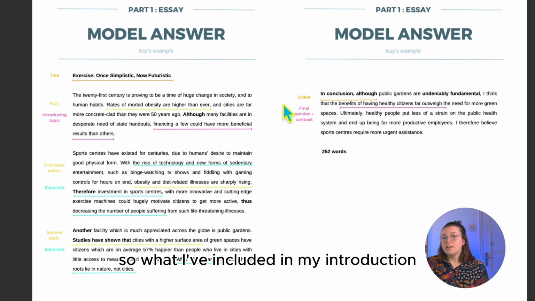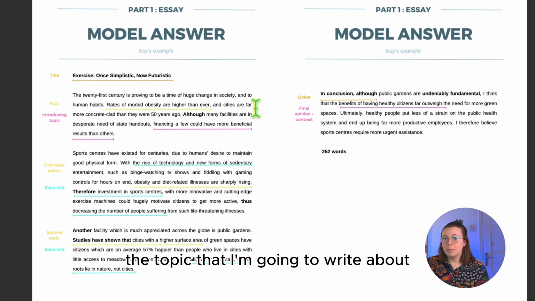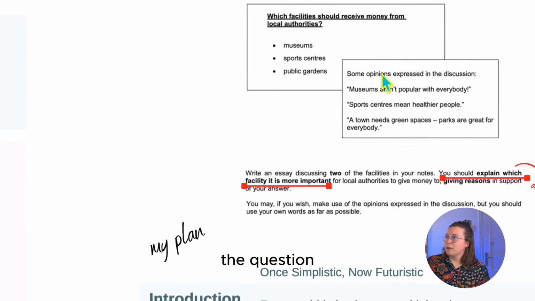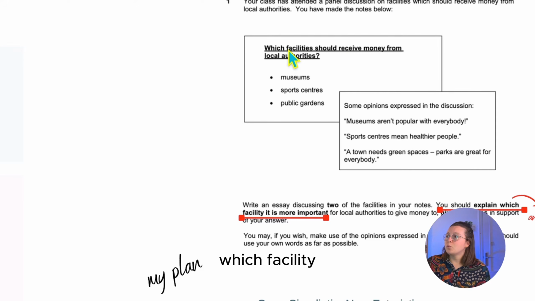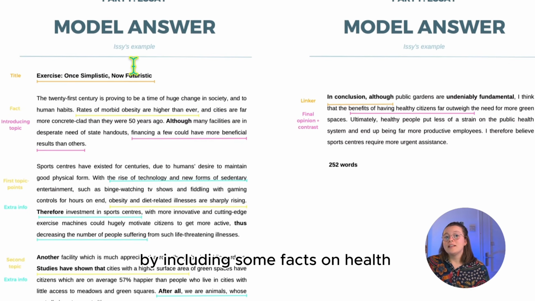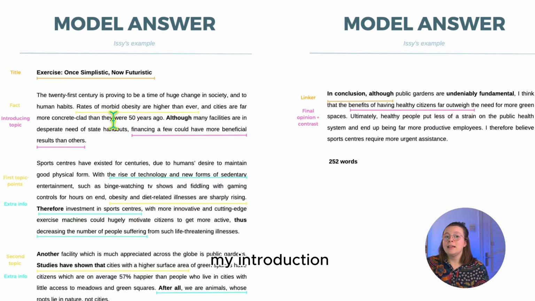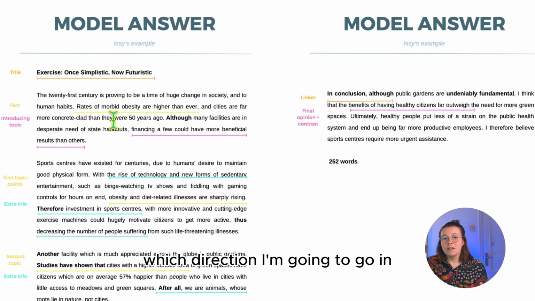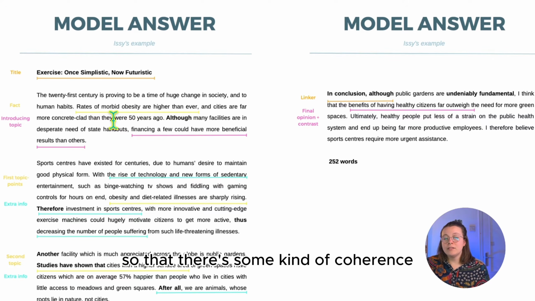So what I've included in my introduction, firstly, is a statement or a fact related to the topic that I'm going to write about. If we go back to the question, what I'm supposed to be arguing in my essay is which facility should receive more money from local authorities: museums, sports centers, or public gardens. Now, by including some facts on health, on obesity, I'm making it pretty clear from my introduction which direction I'm going to go in. I'm talking about the importance of health, or how serious ill health is nowadays, so that there's some kind of coherence in my essay.